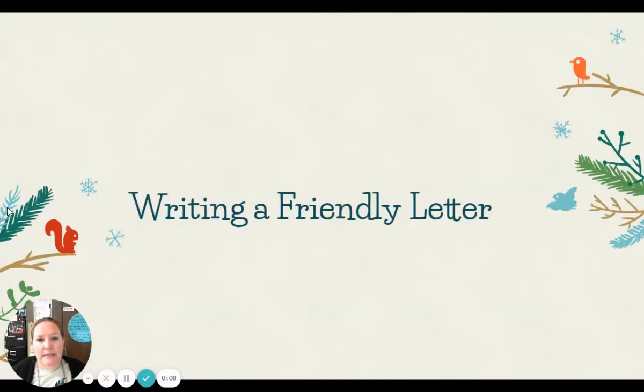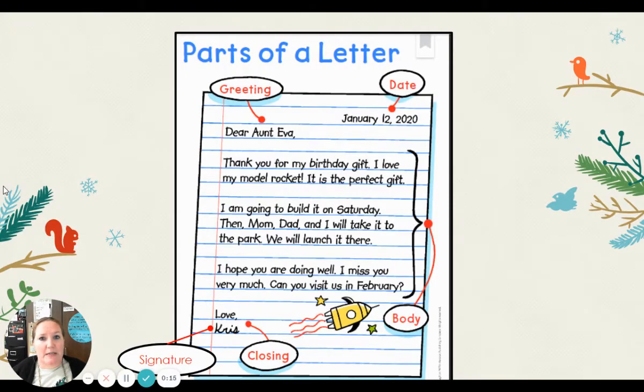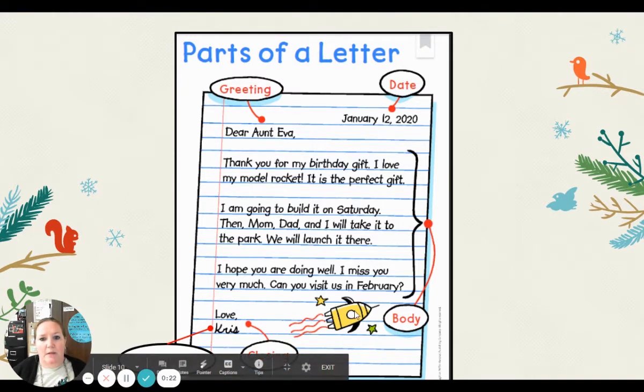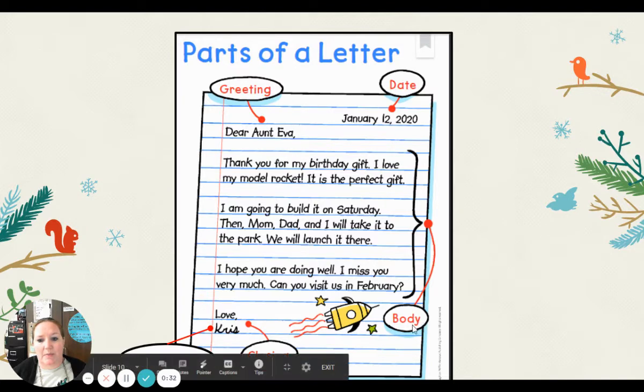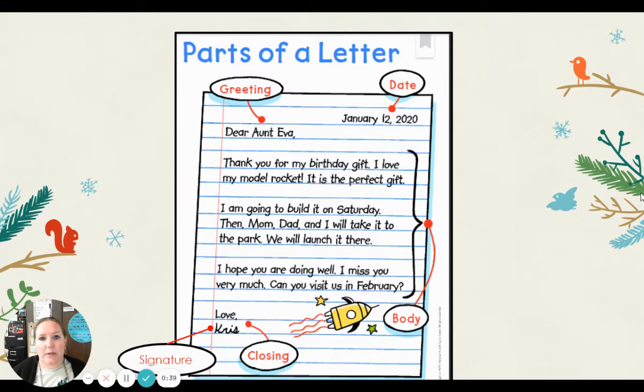All right, everyone. Today we're going to be working on writing a friendly letter. So today's lesson, first we need to know the parts of a friendly letter. There are 5 of them. Here in my example, this young girl has decided to write a thank you letter for a gift she received. Let's notice all of those 5 parts that have been labeled in the example. Now, you don't have to label them in your letter, but we do want you to make sure you have them included in your letter.